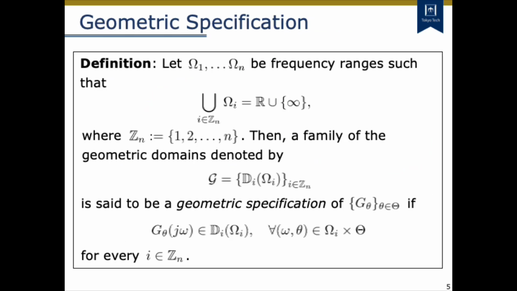Based on this segmentation idea, we define the notion of the geometric specification of model sets like this. Let omega 1 to omega n be some frequency ranges. Then, a family of the geometric domains, denoted by script G, is said to be a geometric specification of a model set if the segments of its Nyquist surface are covered by the set of domains Di, which is associated with a compatible frequency range omega i. This is a mathematical rephrase of the figure in the previous slide.